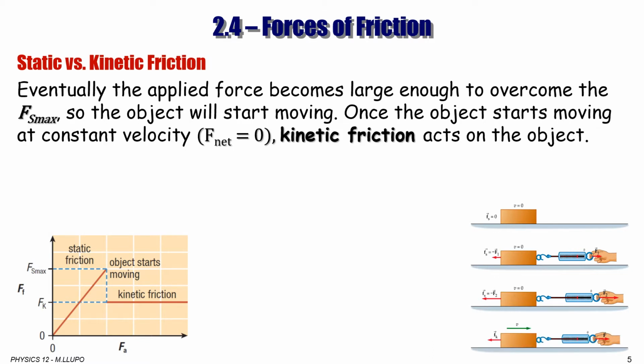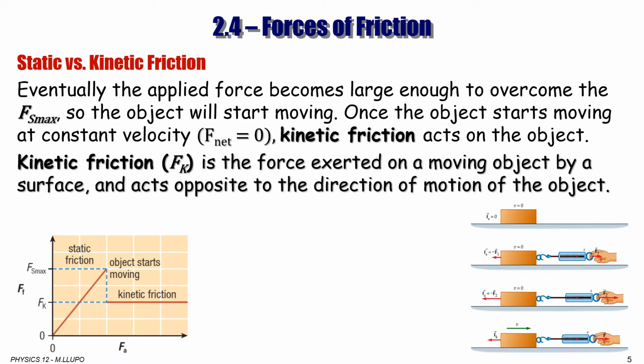Now let's talk about kinetic force of friction and the difference between static and kinetic force of friction. In the previous experiment, eventually when we apply force and that force becomes large enough to overcome static force of friction, the object will start moving. As the object starts moving, there is no static force of friction acting on that object anymore, because it is not stationary, it's moving. So kinetic force of friction will act on that object.